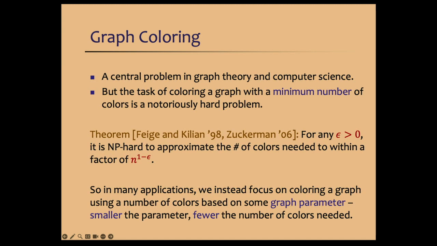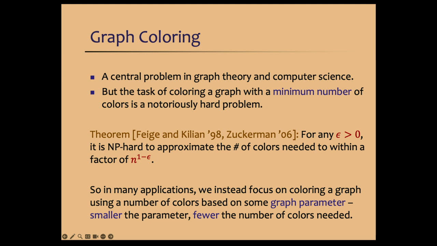It's a central problem in theoretical computer science, has many applications, and has a very long and rich history. But it's also known at this point that this problem is computationally very hard to optimize. In particular, it's known that for any epsilon greater than zero, it's NP-hard to approximate the smallest number of colors to within a factor of n^(1-ε).